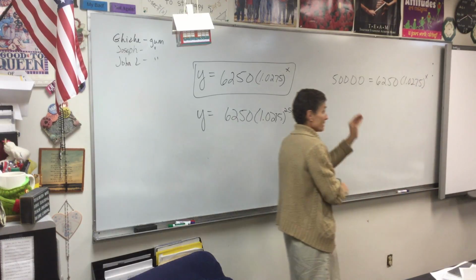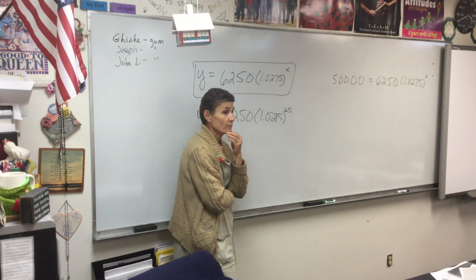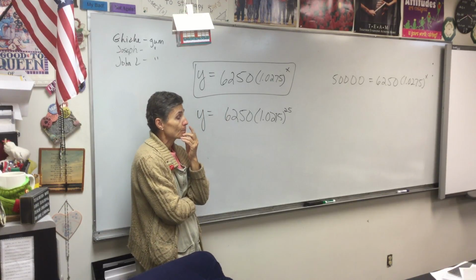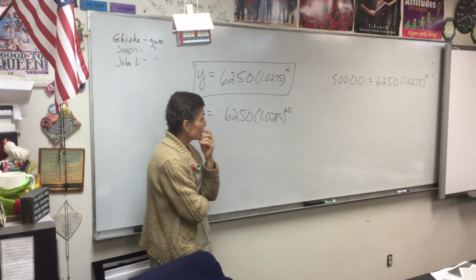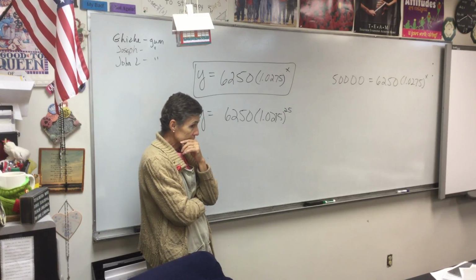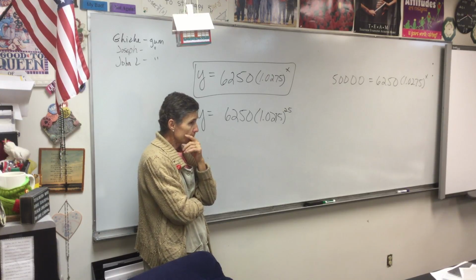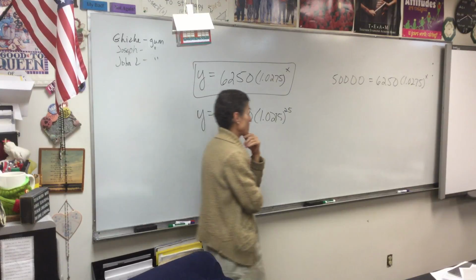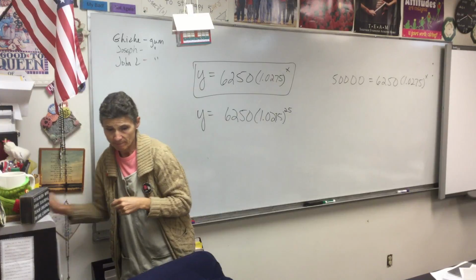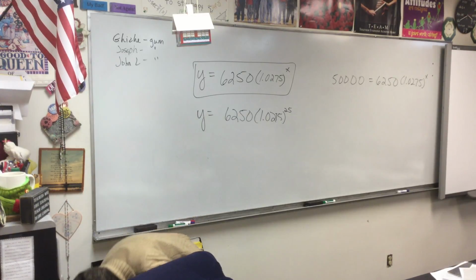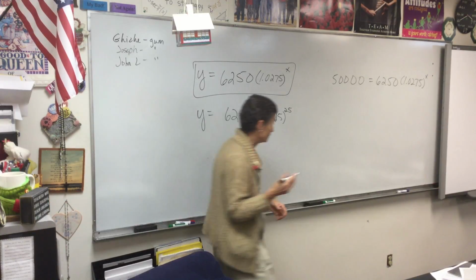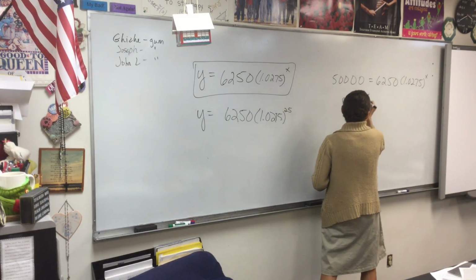Does that make sense to everybody, first of all, that the 50,000 would go in for y? Any idea how we go about solving that problem? Step 1? Divide by 6250. So what's 50,000 divided by 6250? 8. 8 exactly? Yeah. Oh, that's perfect. That's wonderful. That doesn't usually happen, but we'll take it.